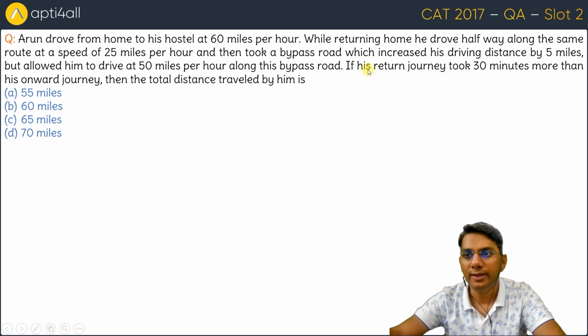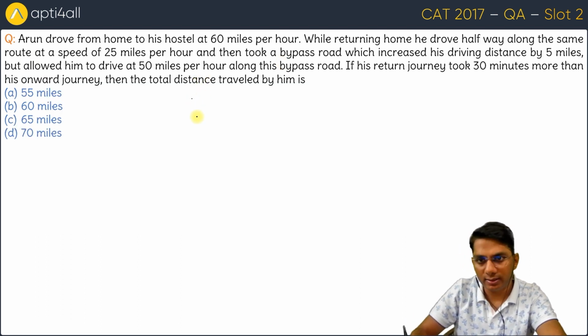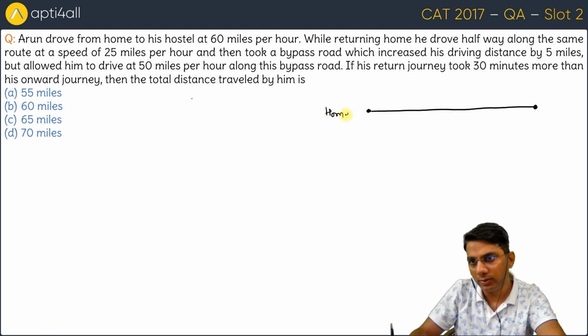Now, if his return journey took 30 minutes more than his onward journey, then the total distance traveled by him is how much? Okay, so let's start. Let's take, this is home to hostel.